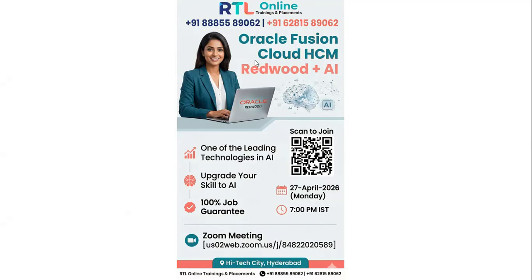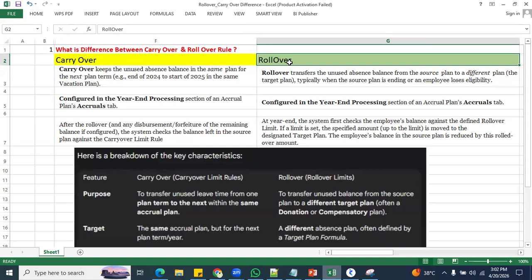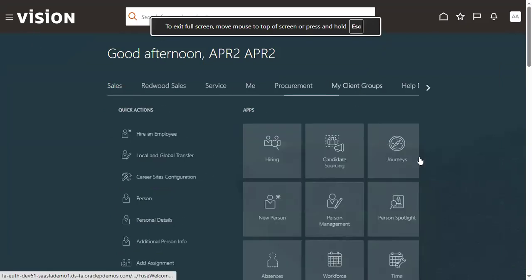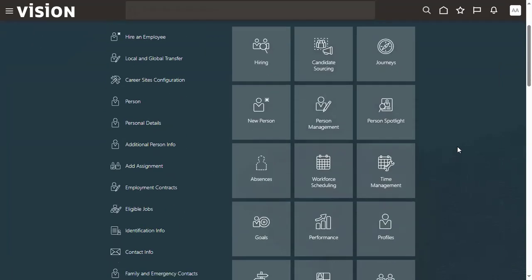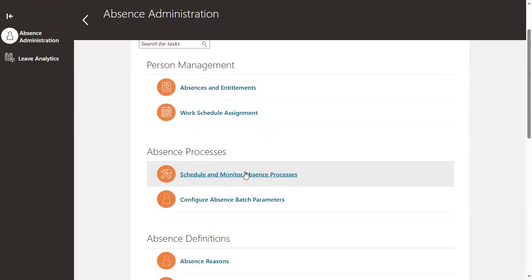Now let's enter into the topic. So here we see the difference between carryover and rollover. Carryover and rollover both are very important rules we will configure at the time of creating an options plan. Now the question is, what is the difference between these two rules? We already discussed in our training sessions what is meant by carryover and what is meant by rollover. But when we go for a detailed discussion about these two rules, let's come back to our application here.